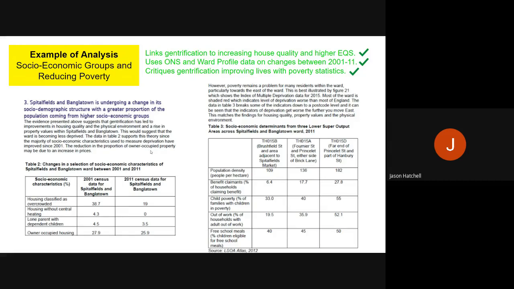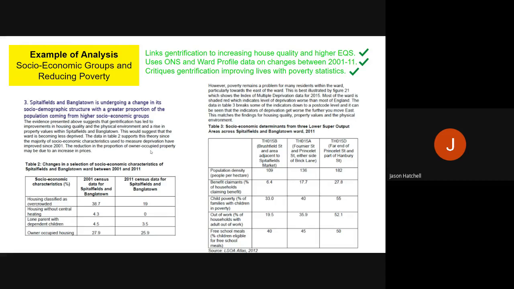And then the student uses secondary data as theory. The changes between 2001 and 2011 in the census to show how housing has dropped in overcrowding, how housing with central heating has improved, how lone parent dependent with children has improved, and also how owner-occupied housing has changed. Now that's really a very good skill to be able to do because you are linking it directly to secondary data that is verified, and you are showing that what you found out in your investigation is actually supported by something secondary.